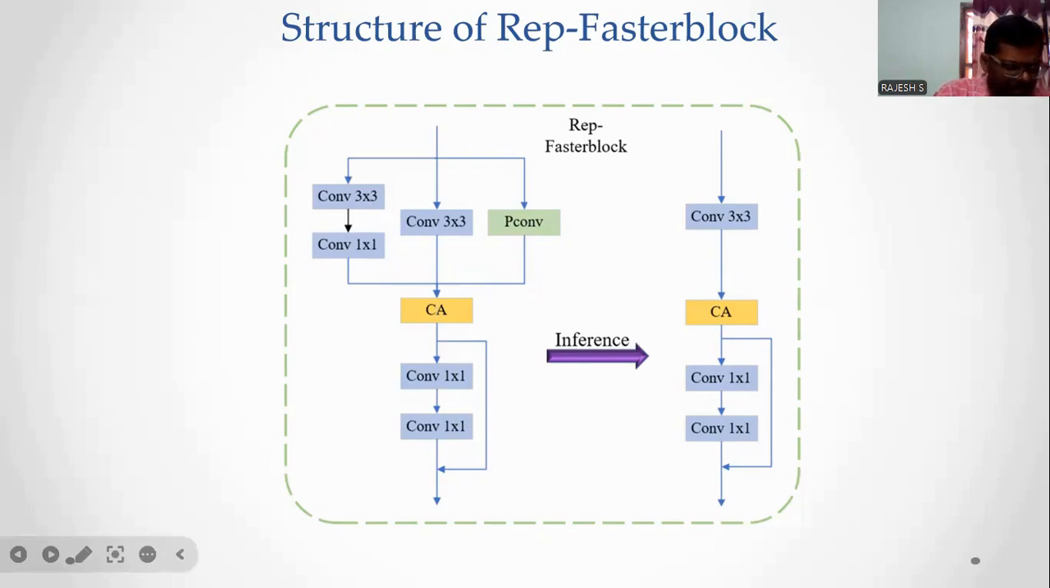A 3x3 convolution layer is a window that looks at 9 pixels at a time in the image. A 1x1 convolution block is a window that looks at only one pixel at a time.